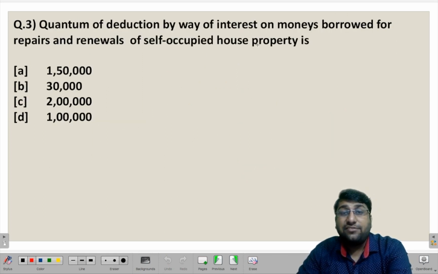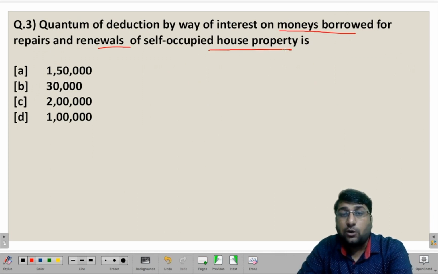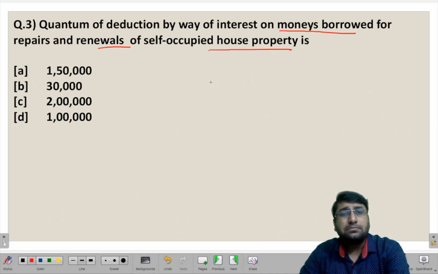Quantum of deduction by way of interest on money borrowed for repairs and renewals of self-occupied house property. Many a time people borrow money from a bank in order to construct their house property, or to make repairs and renewals, and whatever interest is paid on the money borrowed is also allowed as deduction from the income from house property. That becomes logical also, because if you are earning some amount from a particular property, then any expenditure incurred to construct that building or for repairs and renewals should also be deducted from the same income. Hence, interest on money borrowed is also allowed as deduction.